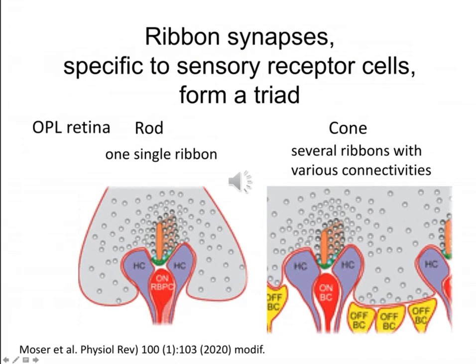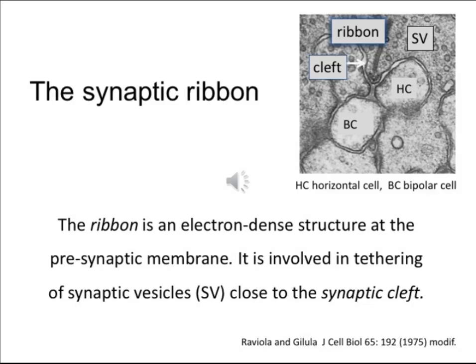Ribbon synapses are specific to sensory receptor cells. Rods have one single ribbon, whereas cones may have several ribbons with various connectivities. The ribbon is an electron-dense cytoplasm structure at the presynaptic membrane. It is involved in tethering of synaptic vesicles close to the synaptic cleft between the presynaptic and the postsynaptic neurons.